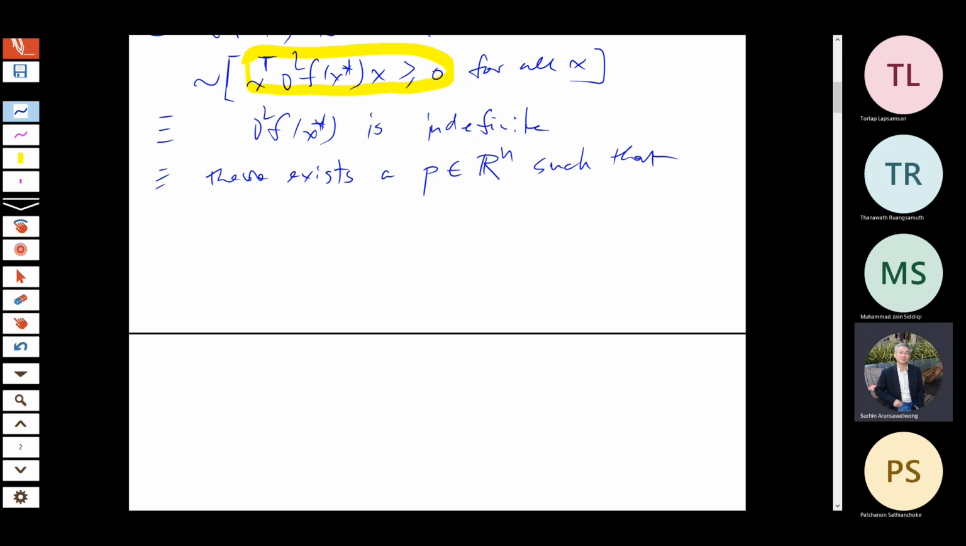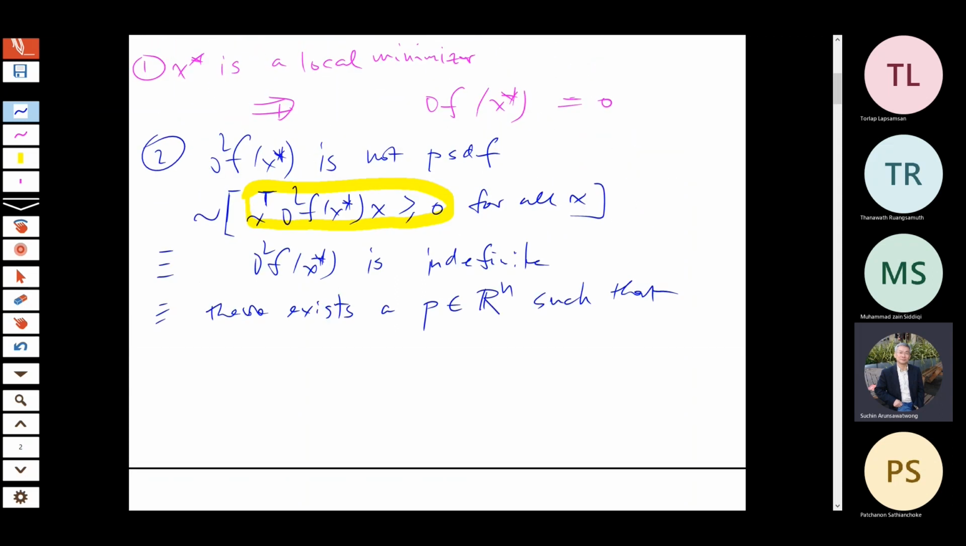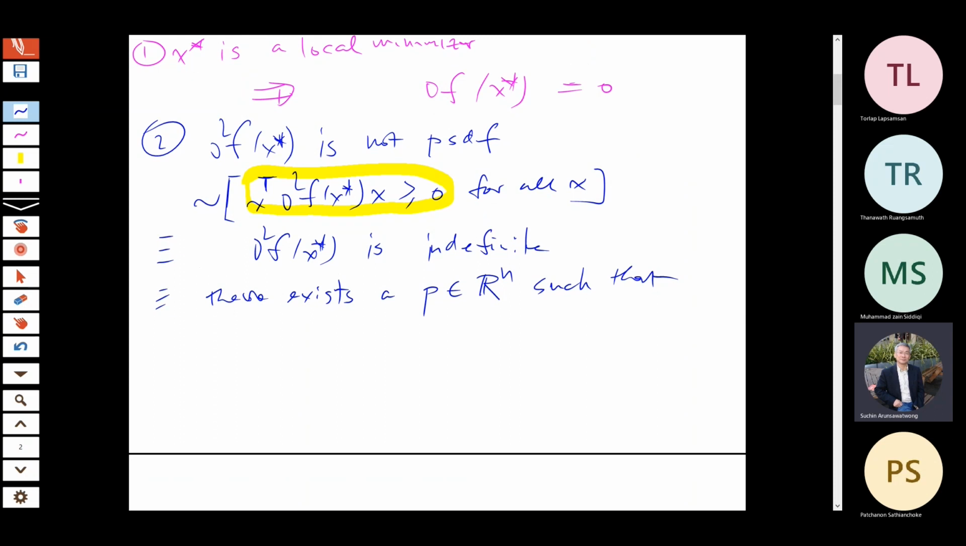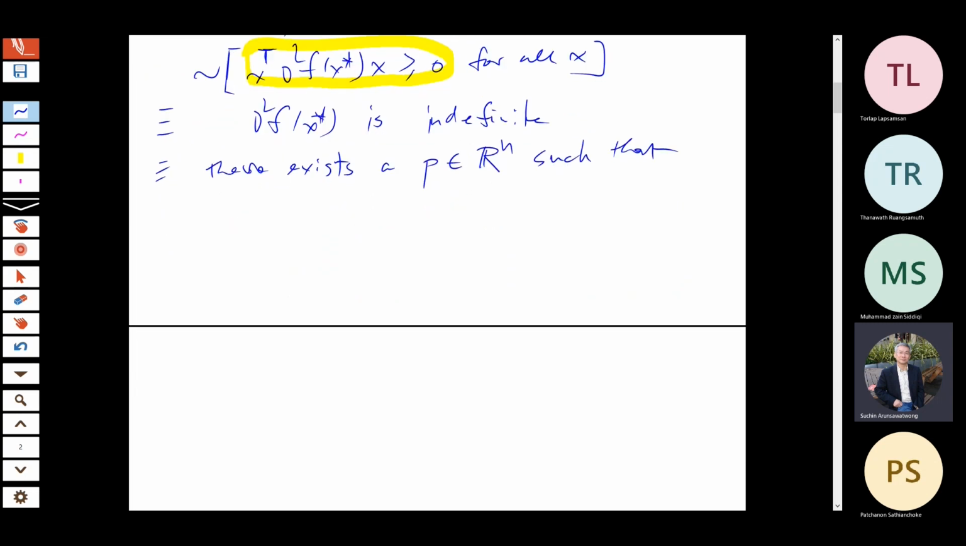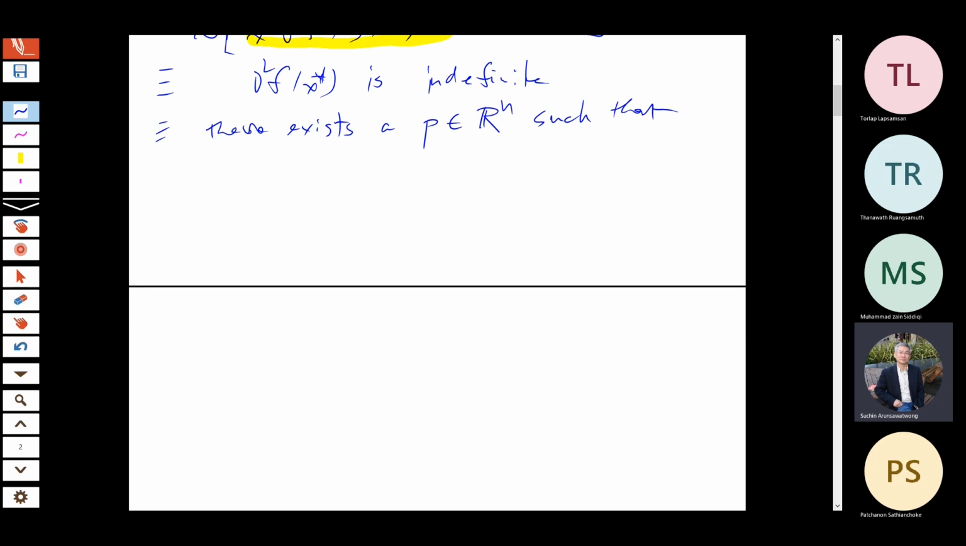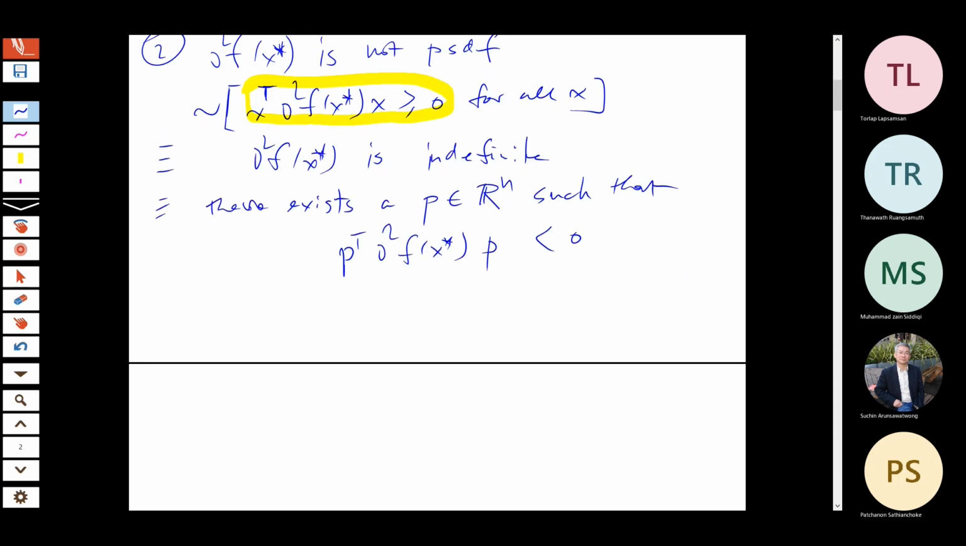So this is what we arrive at, from the assumption that the H matrix is not positive semi-definite, right? And we will use this vector p. This vector p will be used in the proof. There exists a vector p such that p transpose H p is negative.